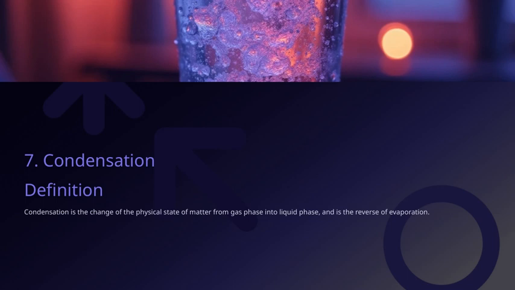This process plays a key role in many natural and industrial systems, from cloud formation in the atmosphere to the functioning of refrigeration. Understanding condensation helps us grasp how water cycles through the environment and how humidity and temperature influence weather patterns. So, in summary, condensation is a fundamental phase change in the cycle of matter, connecting the states of gas and liquid, and it's crucial for both understanding natural phenomena and managing various technological processes.